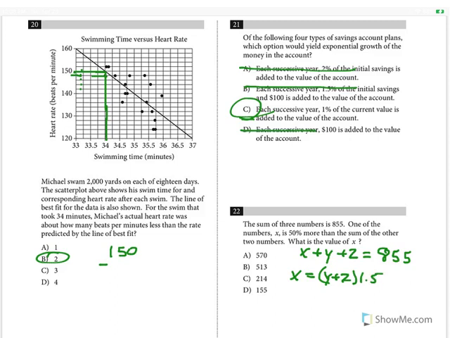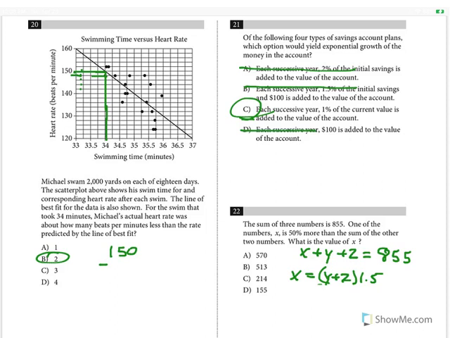Again, what we have to look at is 50% more than that sum means we have that sum plus 50% of that sum. And that is how we factor out that y plus z. So that's y plus z times 1 plus 0.5. So y plus z times 1.5. Now we are ready to move on.